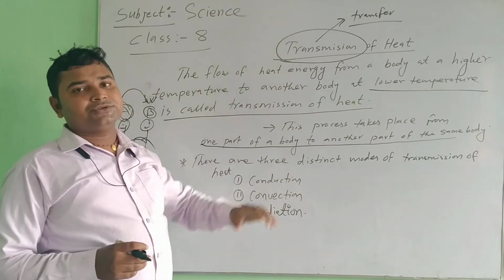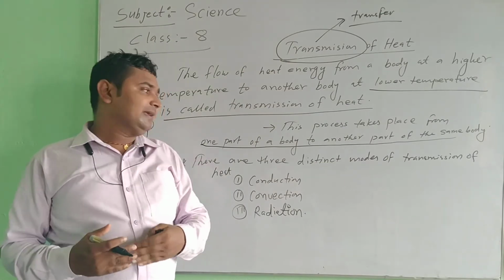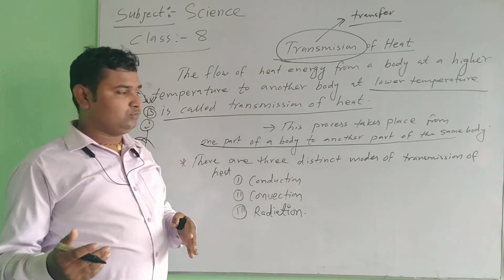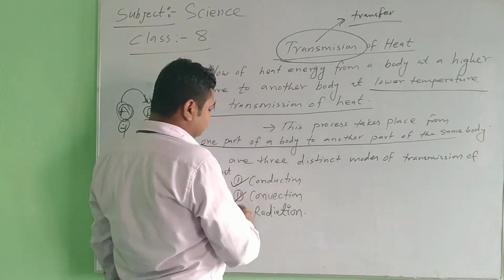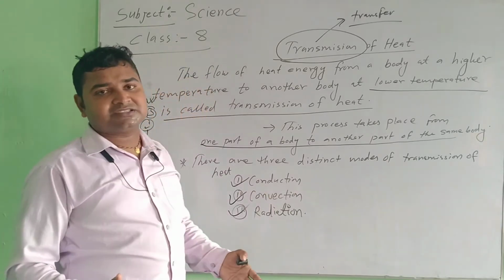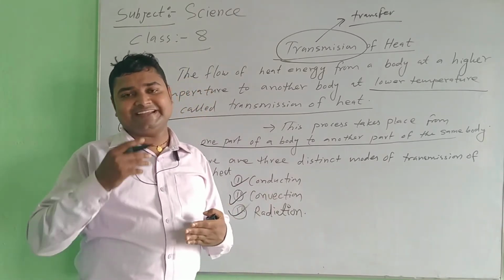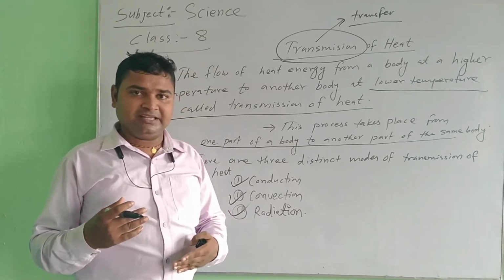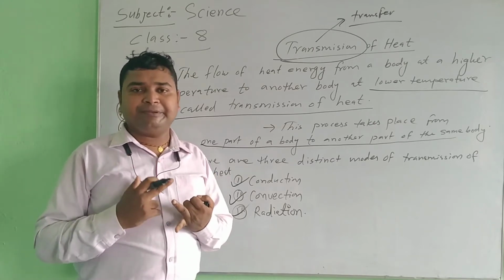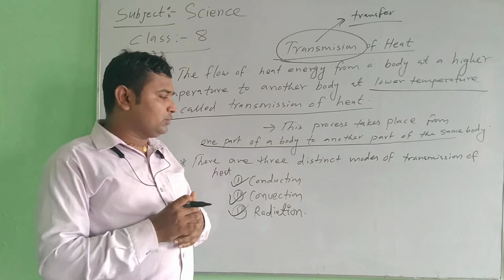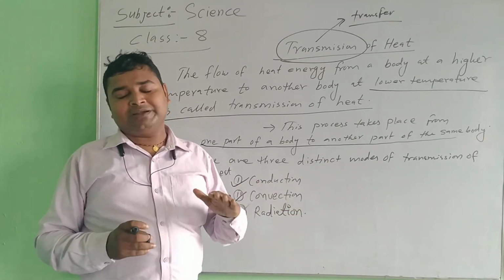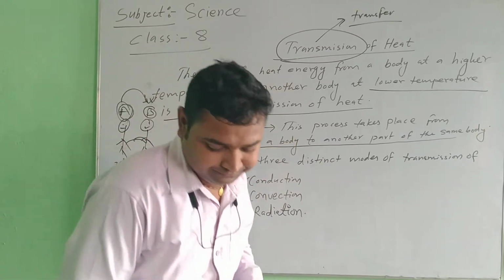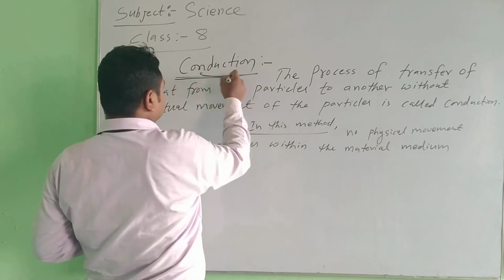The transmission of heat is mainly distinguished by its modes of transmission. There are three types: conduction, convection and radiation. These three are processes of transmission of heat in different ways. I will show you one by one what conduction, convection and radiation are, with examples. Now, conduction.